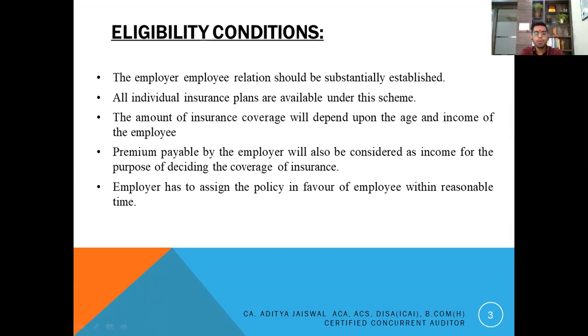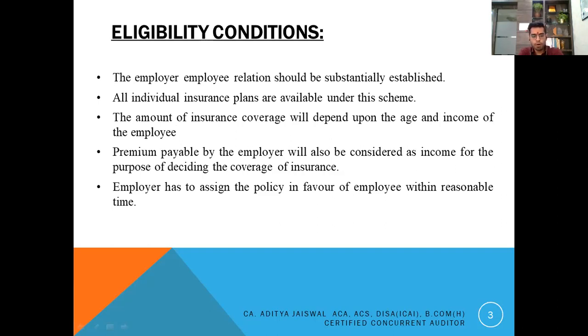Premium payable by the employer will also be considered as income for the purpose of deciding the coverage of insurance. This is important, so let me elaborate it. Premium payable by the employer will be treated as perquisites in the hands of the employee under Section 17, subsection 2, clause 5 of the Income Tax Act, and accordingly it will be added to the total income of the employee. Thus, premium payable by the employer will also be considered as income for the purpose of deciding the coverage of insurance, since it gets included in the total income of the employee.